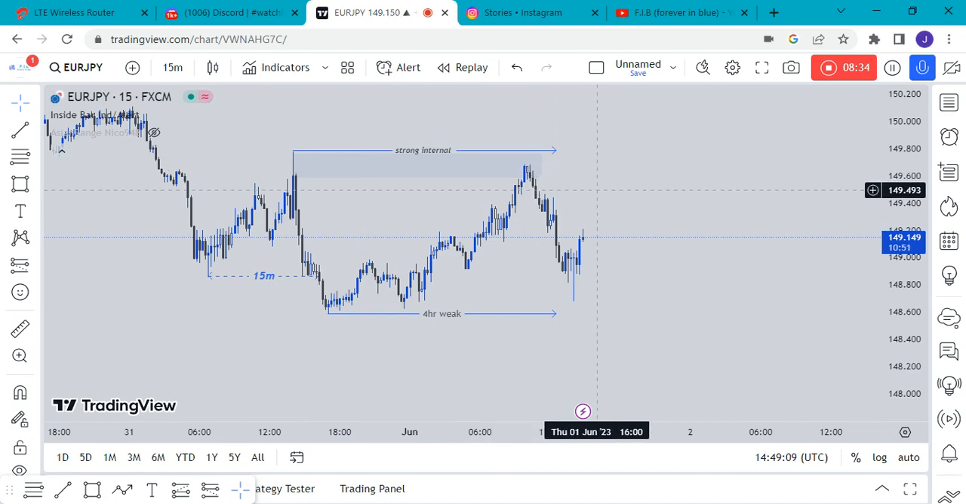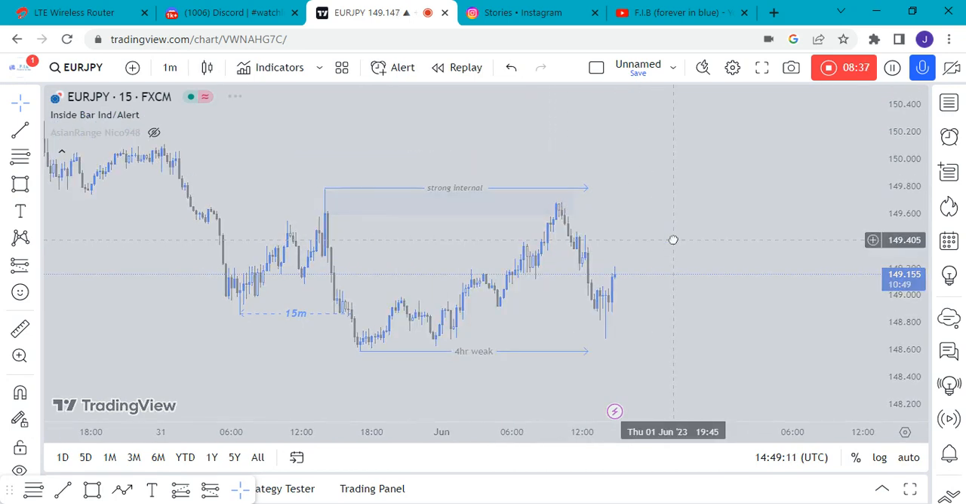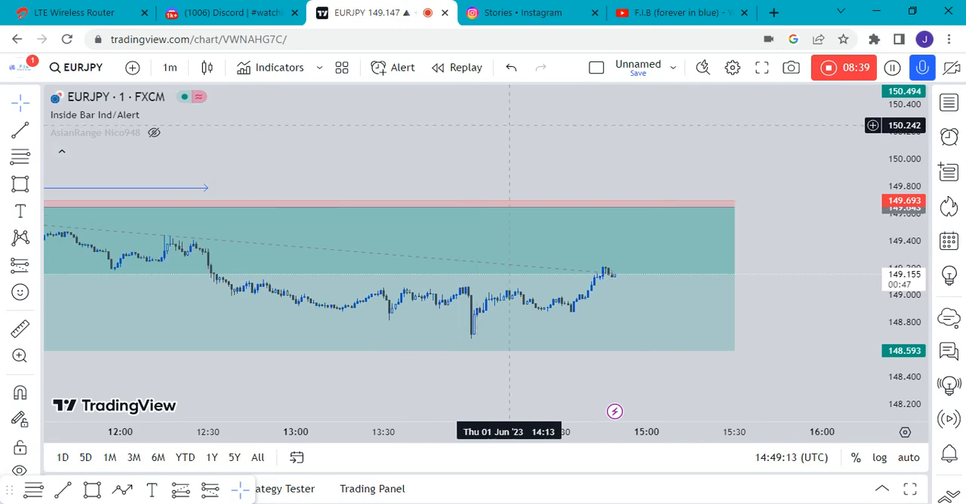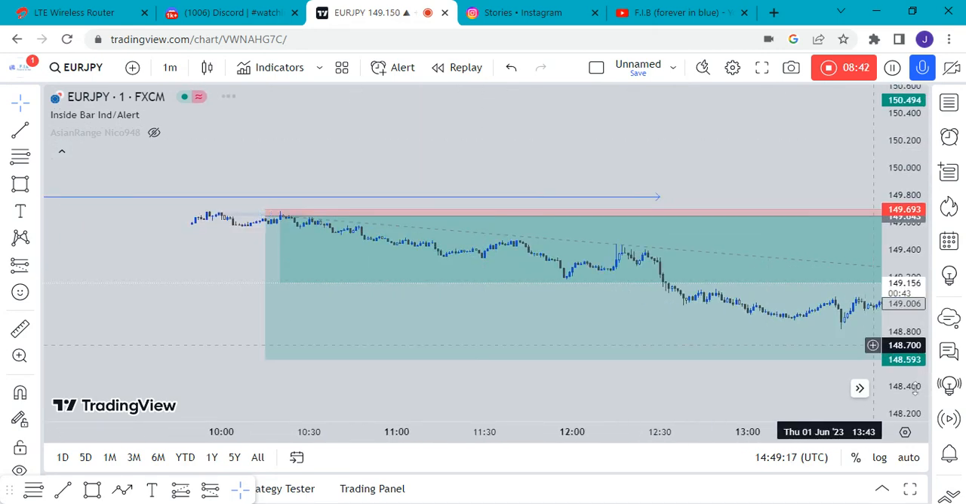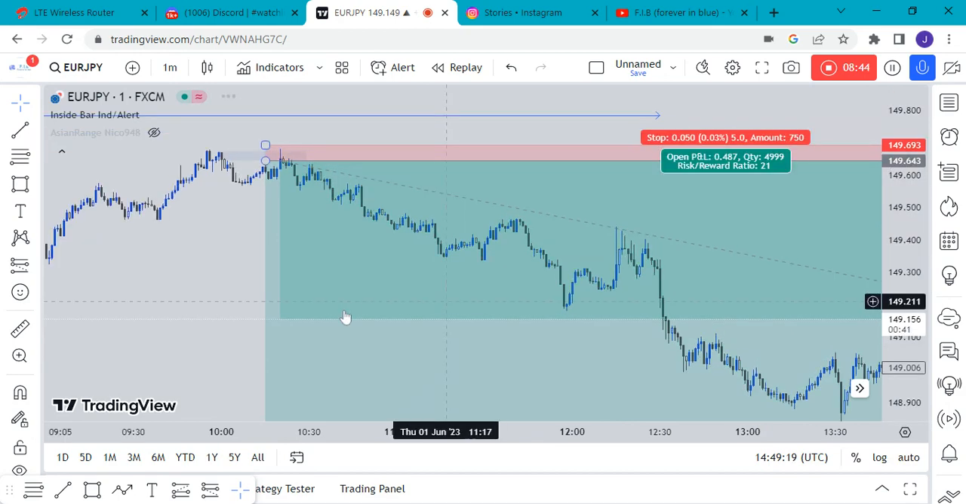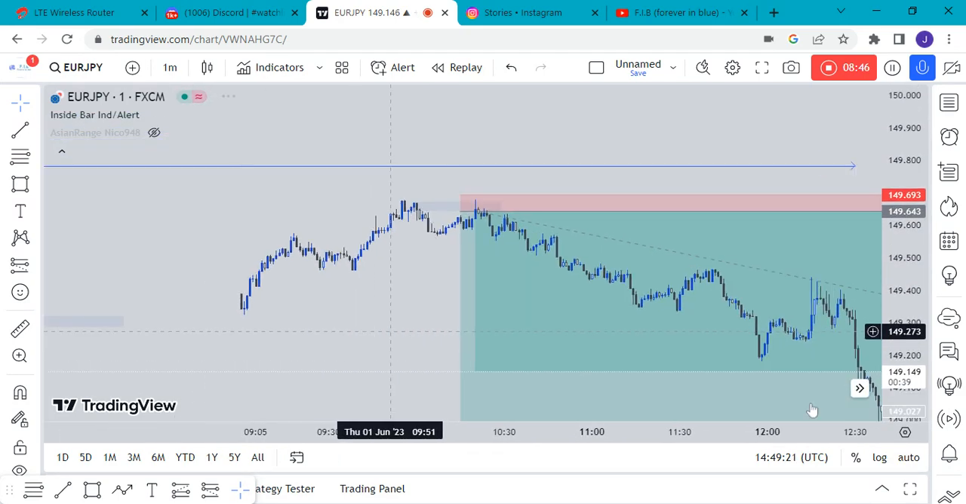Now when price was in the wick, I dropped down to the 1 minute where I'm looking to get my entry from. As you can see, it's already in profit, massive profit. I think this is running for like 10 hours already. So now what is this?